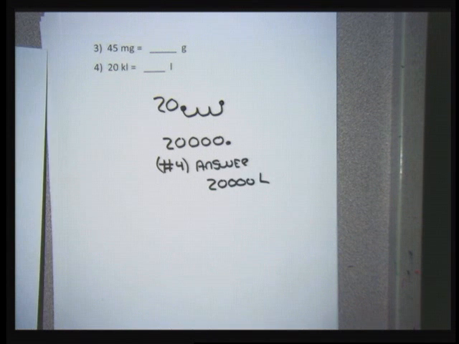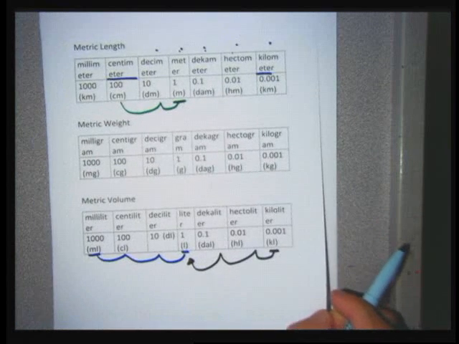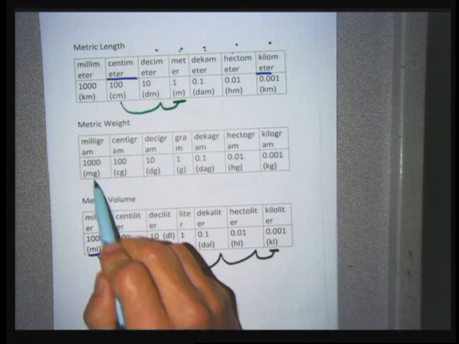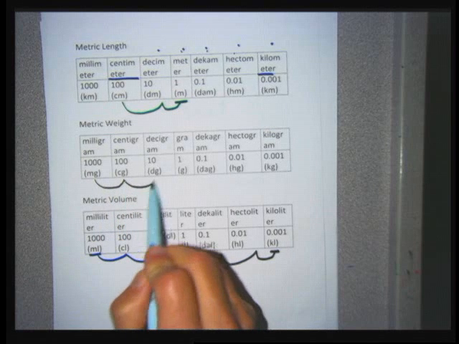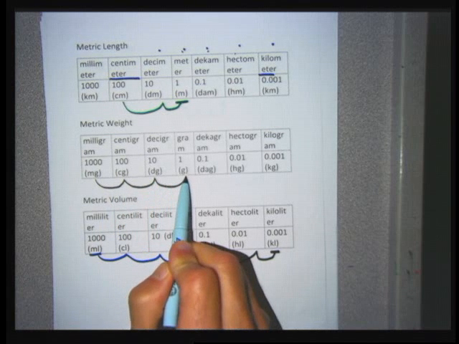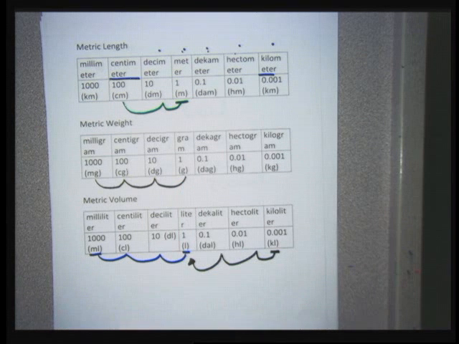Hopefully you can do something similar for your number 3, going from milligrams to grams. To go from milligrams to grams, you find milligrams, you go over to grams. I had to go 3 to the right, so you need to move the decimal 3 to the left, which means you're going to have to add a 0 into that problem as well.